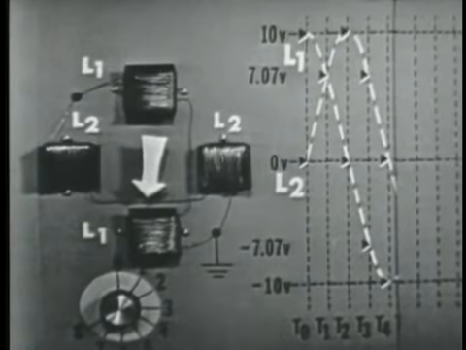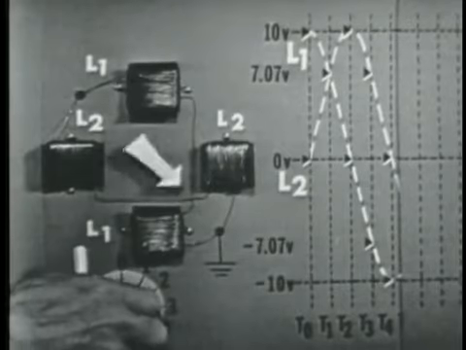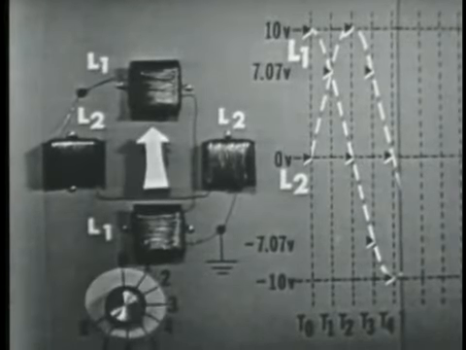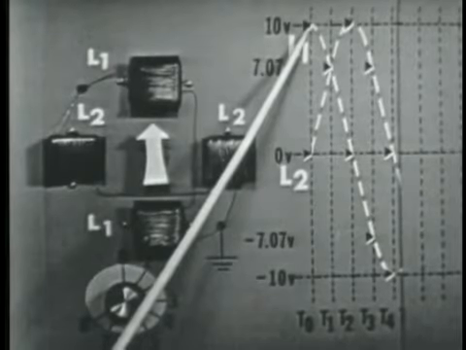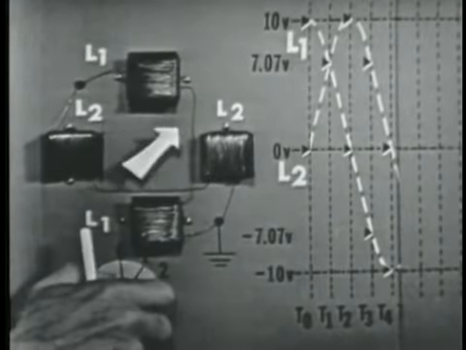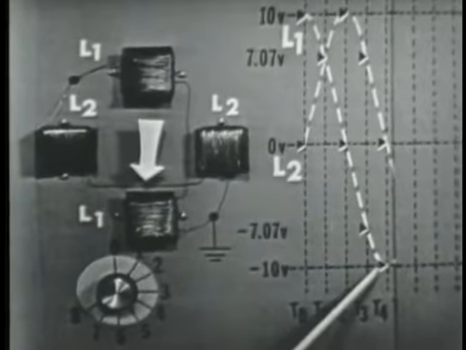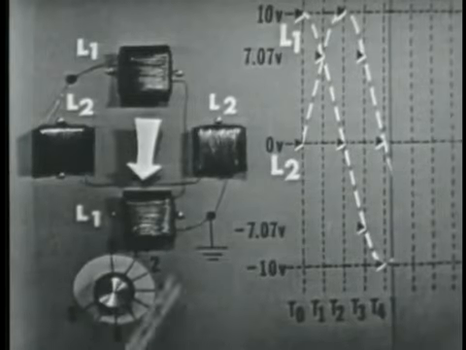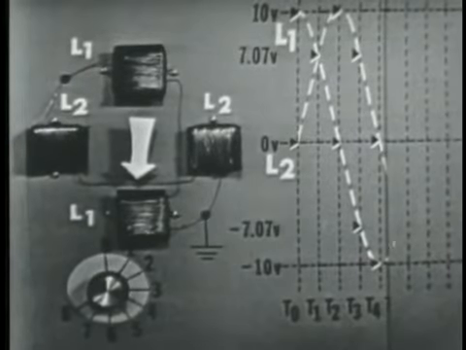Now see the difference between time 4 and time 0. At time 0, L1 was at max positive. The pointer showed that the magnetic field was moving up. However, at time 4, L1 is at max negative. The polarity is reversed, and the pointer shows that the magnetic field is also reversed.